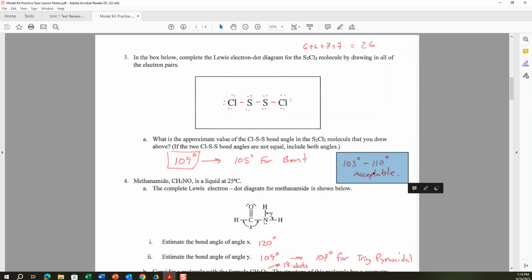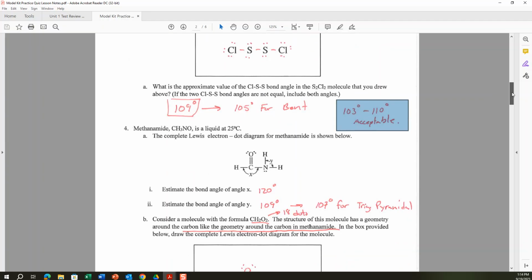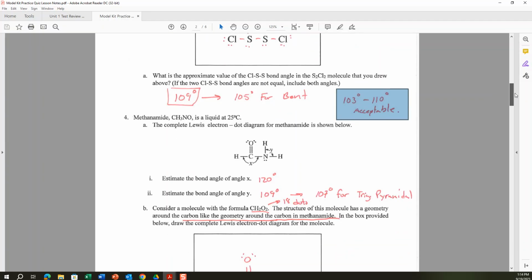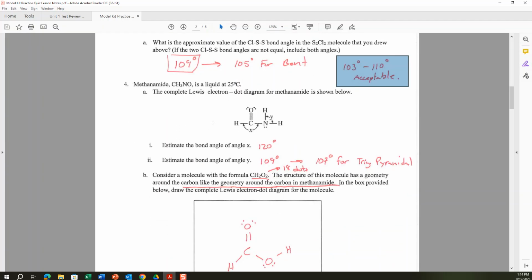So I always just tell students, if it's 4 domains, say 109. If it's 3 domains, say 120. If it's 2 domains, say 180. All right, and you're not going to be expected to know the bond angles for expanded octet molecules. Okay. All right. So if we go to number 4, it gives us a dot structure for this methanamide.